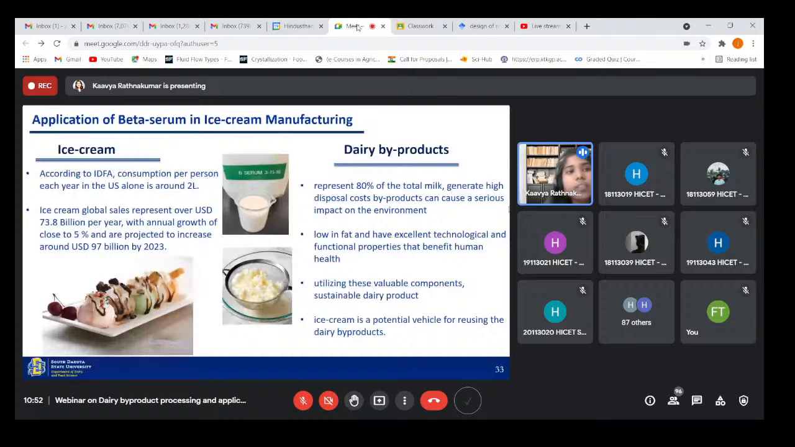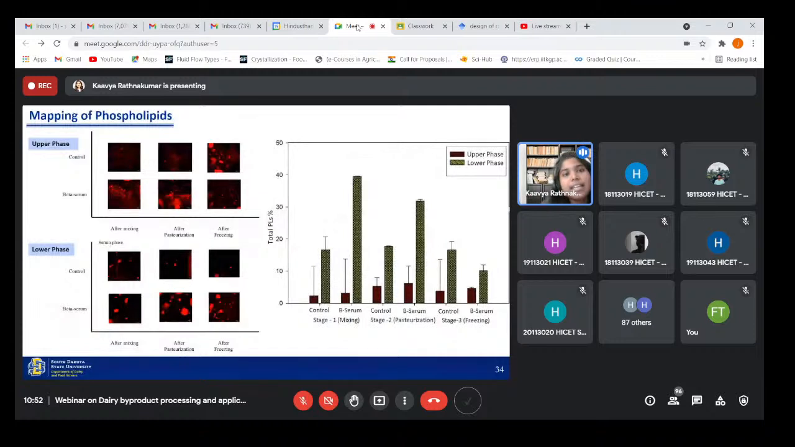Since this is at the starting level, we also tried to see the presence of phospholipids at every stage of the ice cream manufacturing process, starting from mixing. We saw the presence of phospholipids, then after pasteurization, then after freezing. All these images were taken using confocal laser scanning microscopy, using a dye called Rhodamine DOPE, which is used to stain the phospholipids. And those phospholipids were quantified using the Folch method.